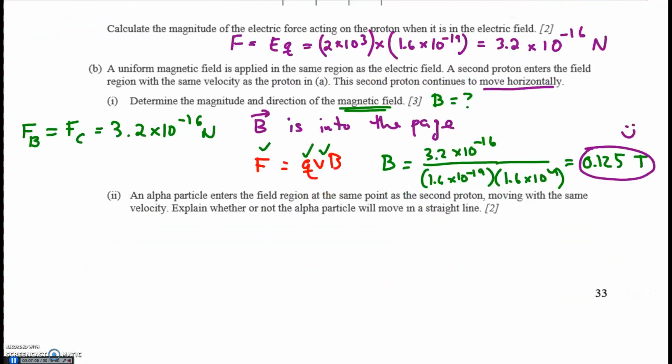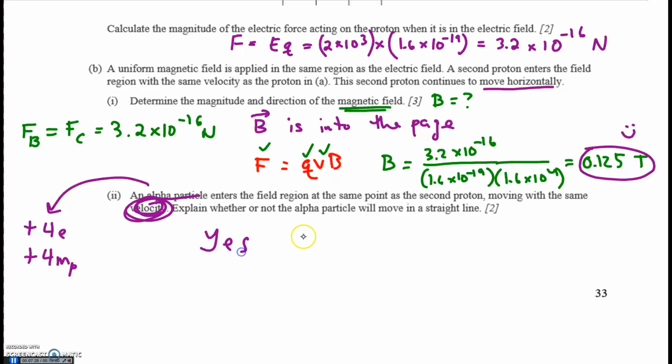Part 2, B2. An alpha particle. Remember, an alpha particle just has a bigger charge and a bigger mass. It enters the region at the same point, moving with the same velocity. Same velocity. Will it move in a straight line? Yes, because it has the same velocity.